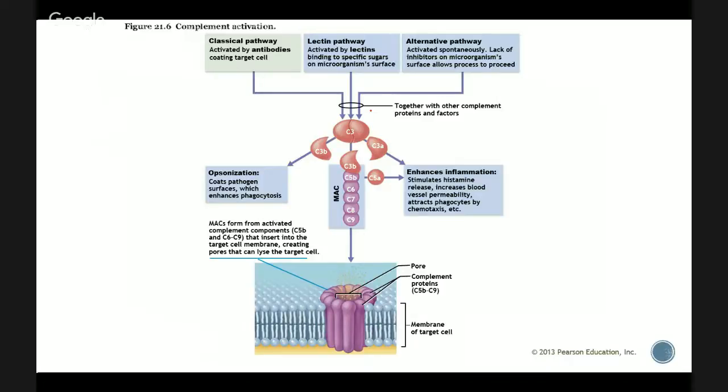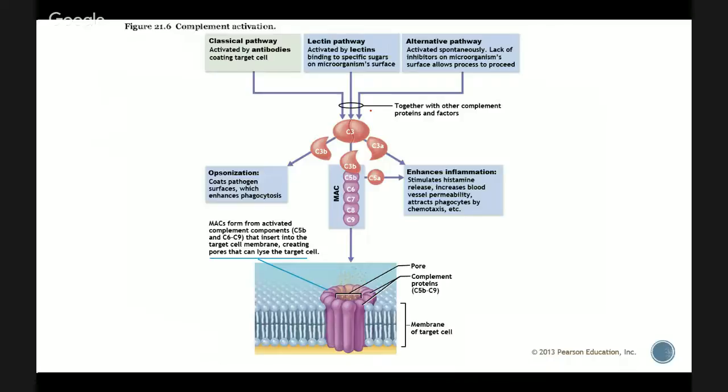The other antimicrobial protein method that our body has is called the complement system. Now, the complement system basically refers to these proteins that are normally found in the blood at all times, but they're inactive. They don't do anything. Okay, so they're just floating around in the blood. They're plasma proteins.